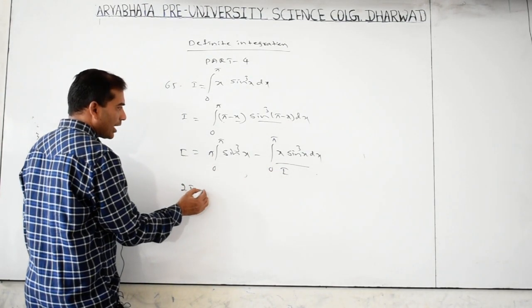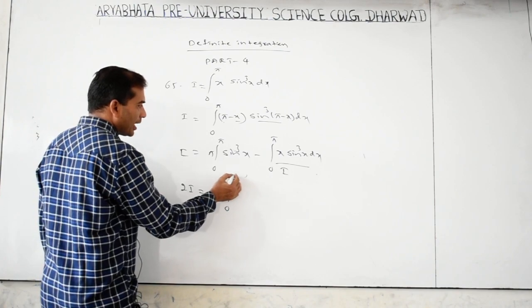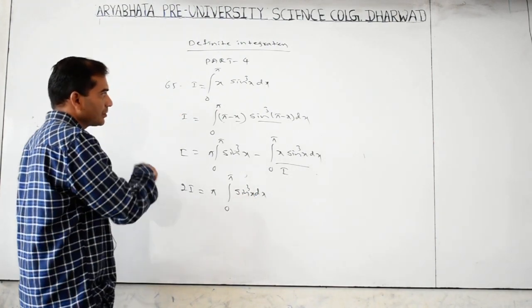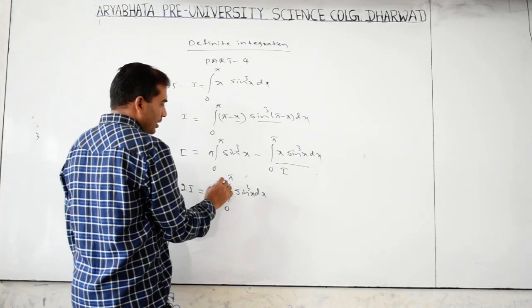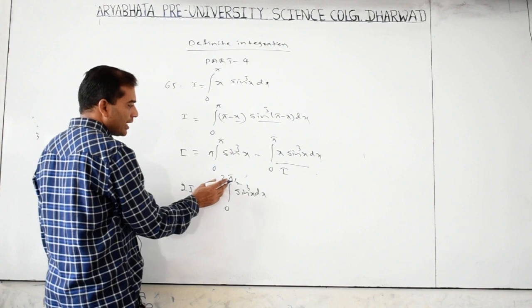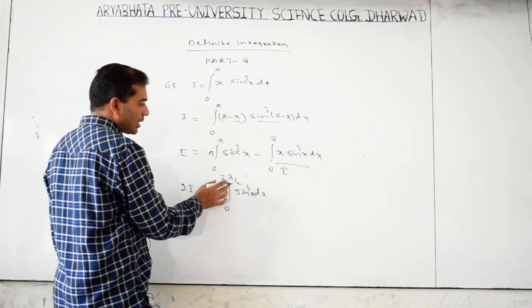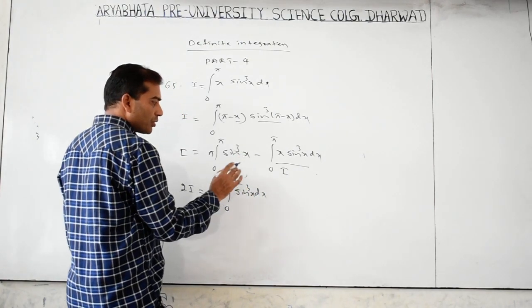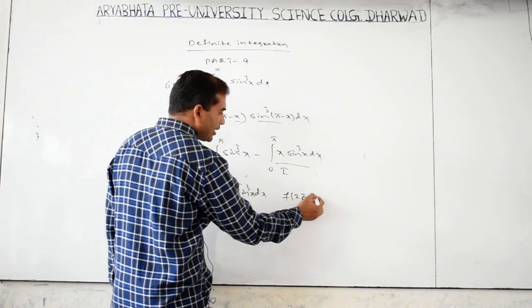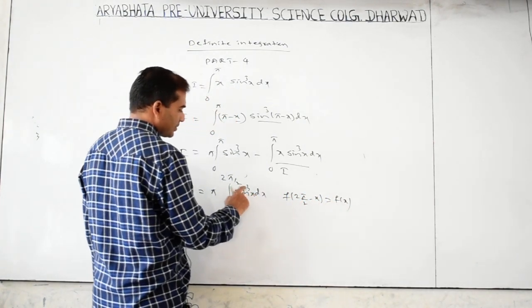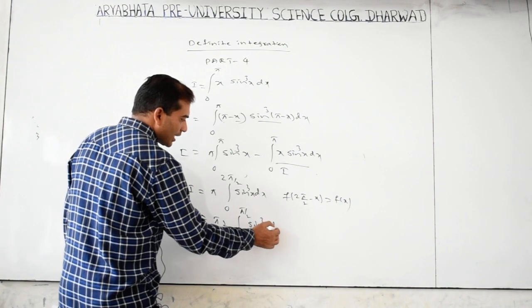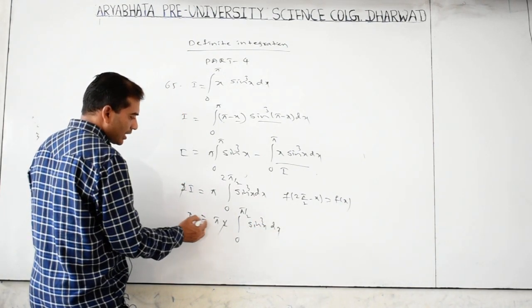Transposing this side, I plus I, 2I equals pi into 0 to pi sine cube x dx, right? Now can I write it like this, 2 into pi by 2, to reduce the power, in the form of 0 to 2a f of x dx. Tell me, the formula for 0 to 2a f of x dx is 2 into 0 to a f of x dx. Here f of 2 into pi by 2 minus x equals f of x. So you will get 2 into 0 to pi by 2 sine cube x dx. Here the 2 gets cancelled, I is equal to pi.